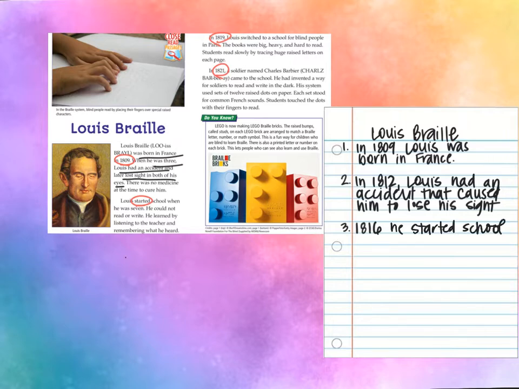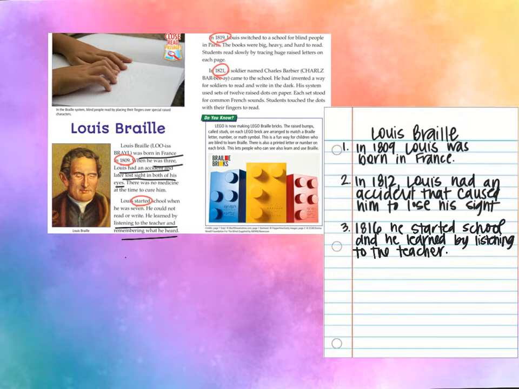Is there anything else that I want to add there? He started school, and he learned by listening to the teacher, because it says he learned by listening to the teacher and remembering what he heard. Because remember, he was blind, and so he couldn't see the text. He could only learn from listening.